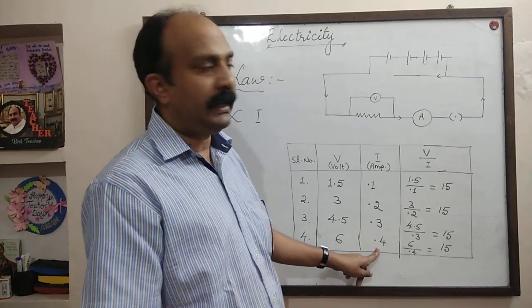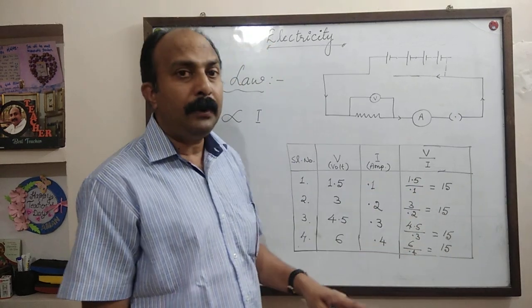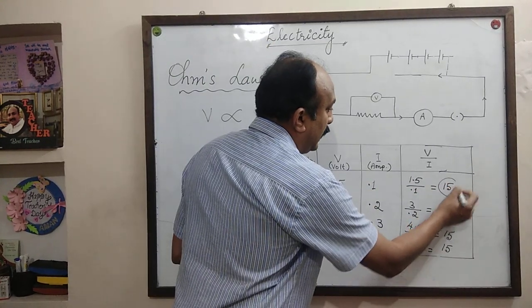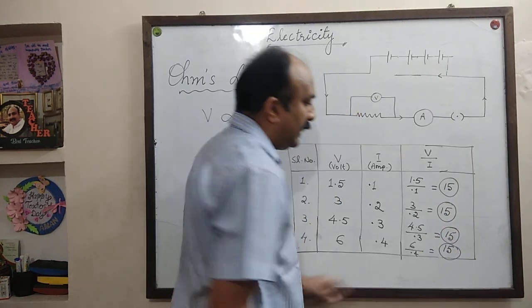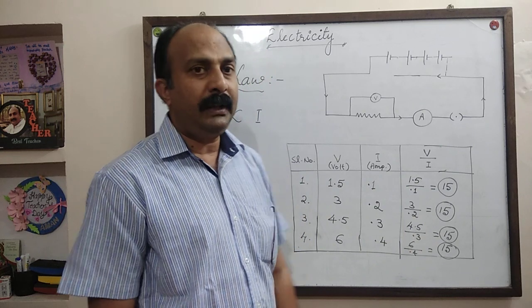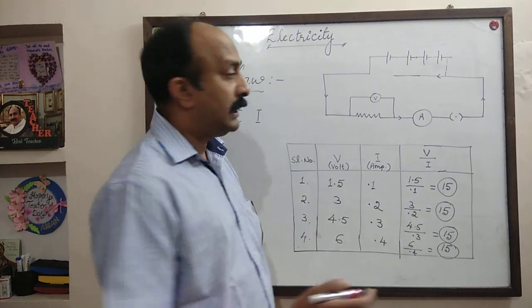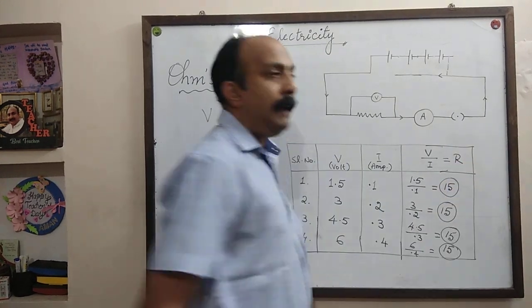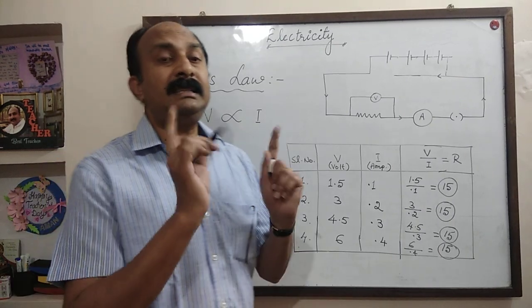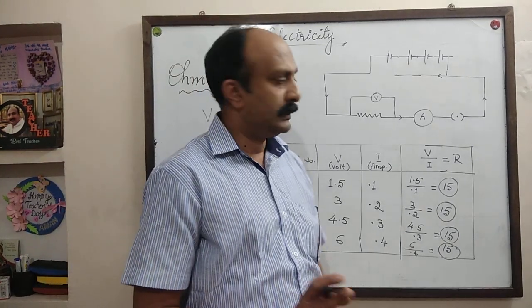And in each case we can see the V upon I value is a constant everywhere. Everywhere we got the answer 50. This V upon I is called R. Capital R stands for resistance. I will explain what is resistance.